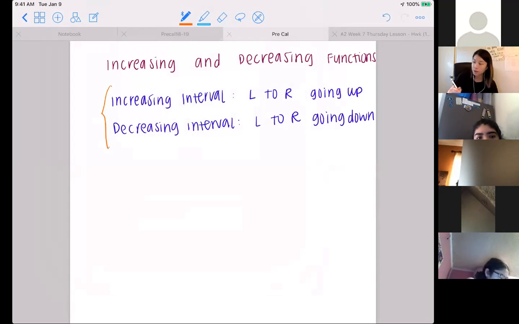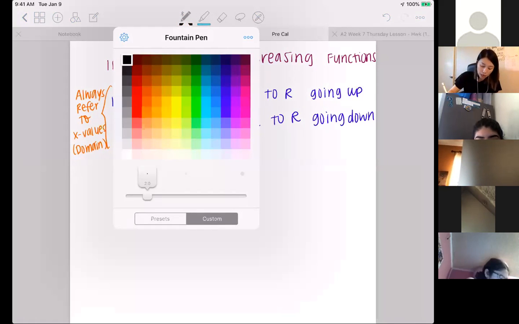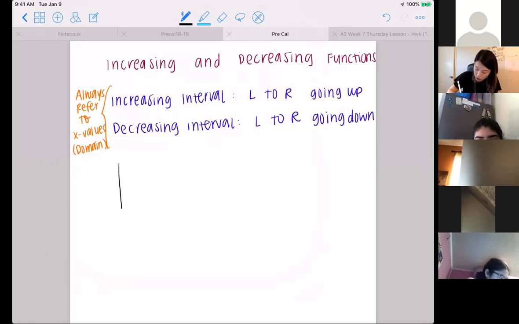And whenever we talk about intervals, I think you guys are pretty good at this by now, we are always referring to the x values. Another word is domain. I'm going to give you guys an example right now. If you can draw it, if you can't draw it by freehand, then just look at my graph.